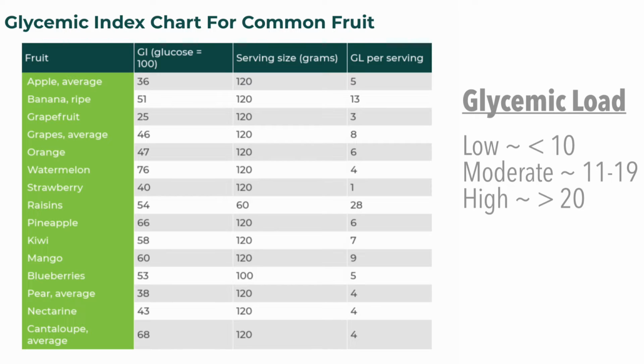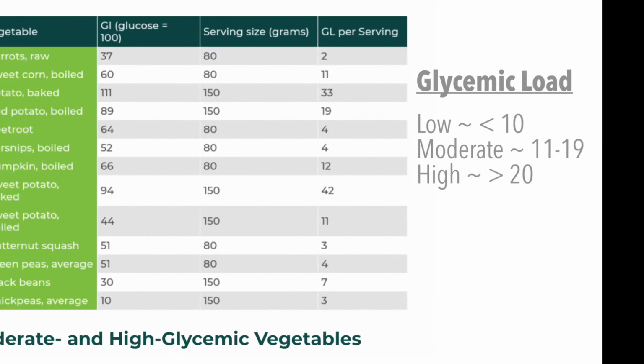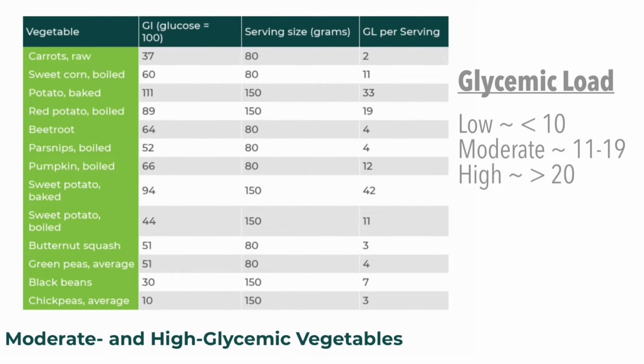So we can see how these fruits really have a very small impact on increasing blood glucose levels. Even though they're converted to blood glucose quickly, they don't raise blood glucose levels. Let's take a look at some vegetables and go through the same comparison. So the first vegetable we'll look at are carrots. They have a glycemic index of 37, but only a glycemic load of 2.